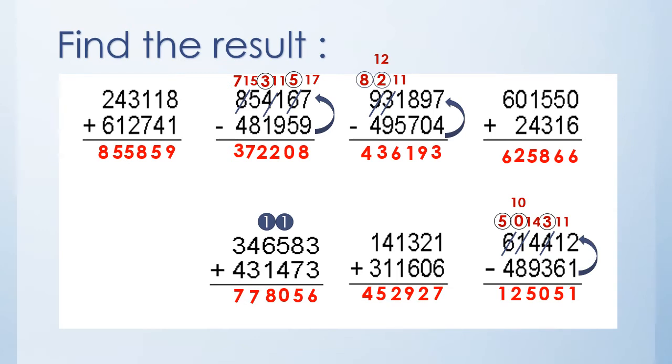1 plus 5 equals 6. 6 plus 4, family of 10. 6 plus 4 equals 10. Then I will put 0 and carry up 1 over 6. 1 plus 6 equals 7. 7 plus 1 equals 8. And 4 plus 3 equals 7. And 3 plus 4 equals also 7. The answer is 778,056.